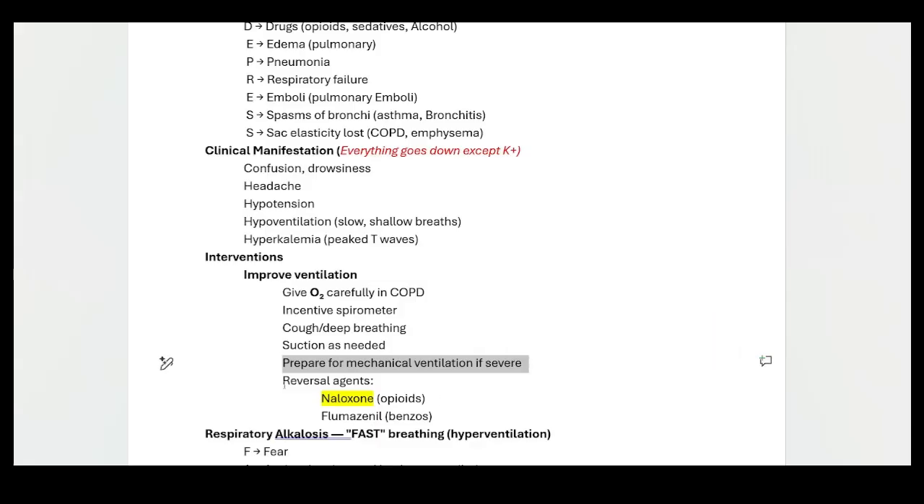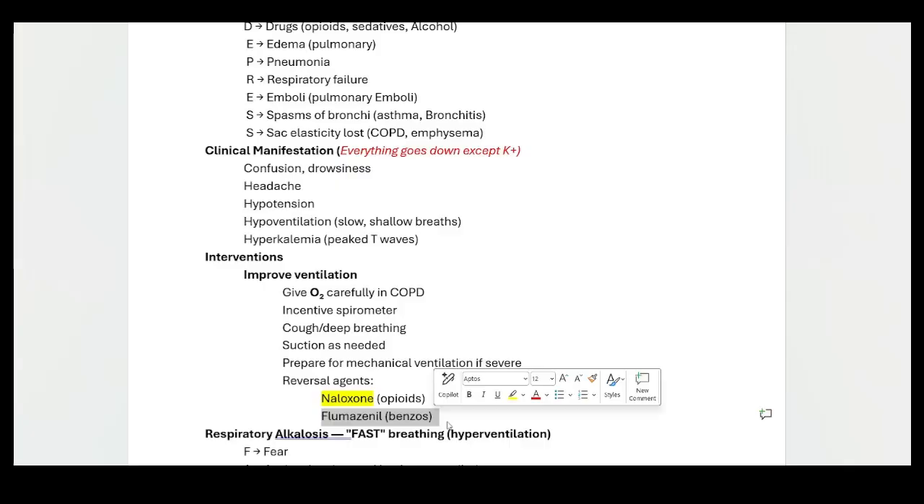If they are on opioids or anything and you think they might have overdosed on any of these opioids, give them naloxone. The common name that you see out there is Narcan. Whenever a patient is overdosed on any of these opioids, we give Narcan and that will reverse the effect of the opioid. If it is a benzo, let's talk about lorazepam, diazepam, you give them flumazenil. Flumazenil is the medication that we use to reverse the effect of the benzos.